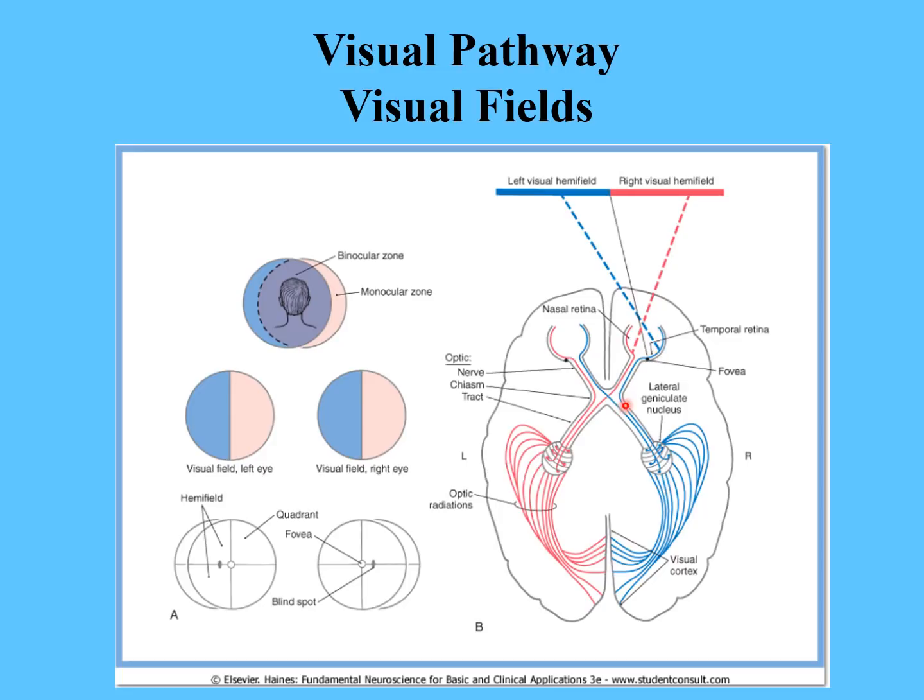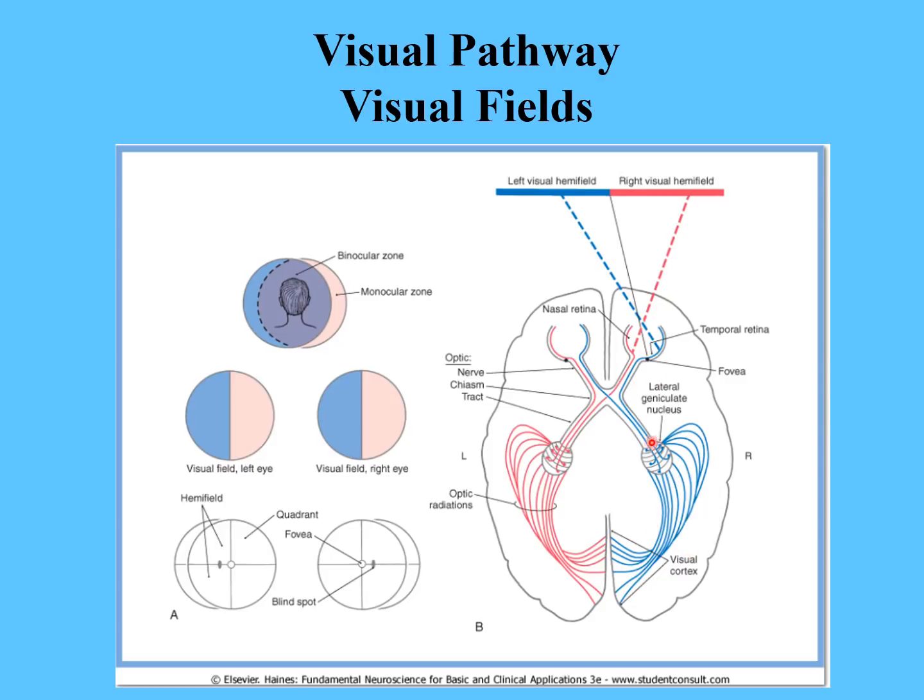They will stay on the same side of the body and travel back through the optic tract to the lateral geniculate. From the lateral geniculate, they either go straight back to the visual cortex, or they go through the temporal lobe and then back to the visual cortex.